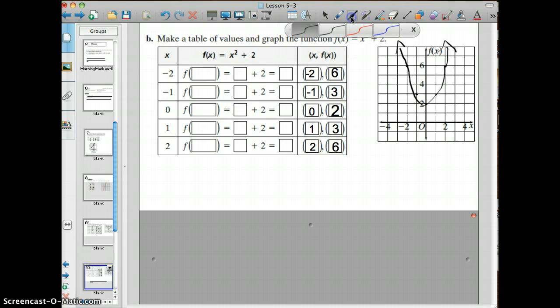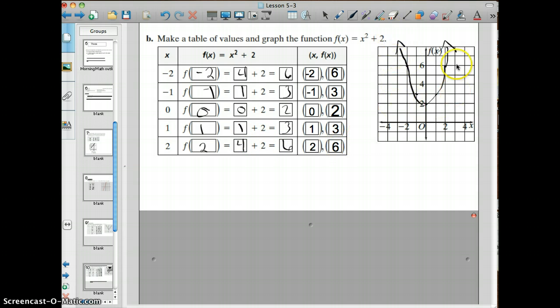So with this equation, we're going to square our variable or our input value. So let's look at our table. If we square -2, that gives us a +4. 4 plus 2 is 6. If I plug in a -1, -1 times itself is +1. 1 plus 2 is 3. If I plug in a 0 here, 0 squared is still 0, plus 2 is going to give me 2. If I plug in a 1, 1 squared plus 2 is 3. And if I plug in a 2, 2 squared is 4, plus 2 is going to give me 6.